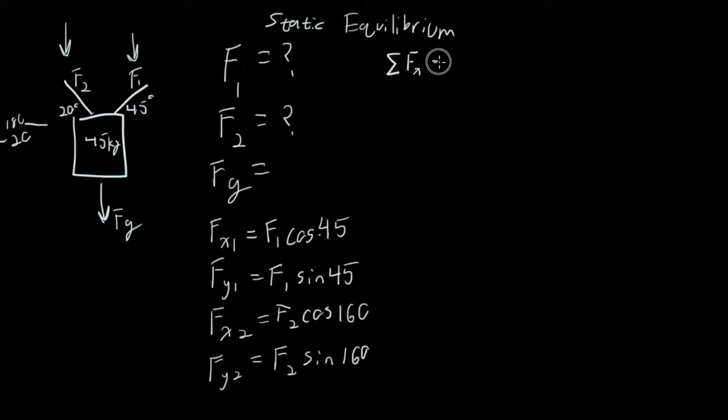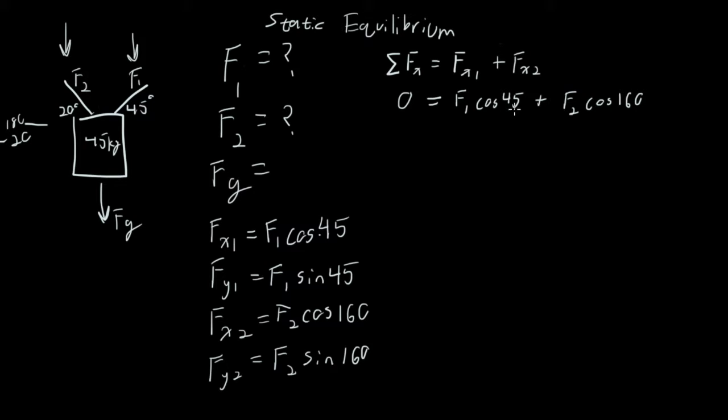My sum of all forces in x looks like this: F of x1 plus F of x2. And because this is in static equilibrium, that means this is going to be zero. It's not moving, so there's no net force on this. And so I can write that out, and then I can replace this x1 and x2 with their parent equations. F of x1 is going to be F1 times the cosine of 45, and F of x2 is going to be F2 times cosine of 160.